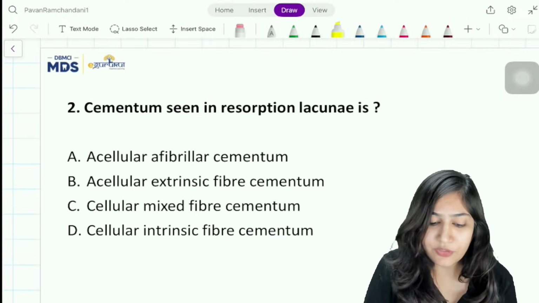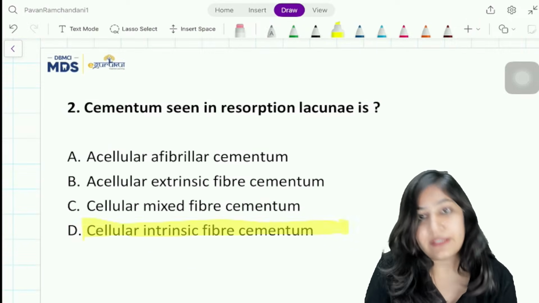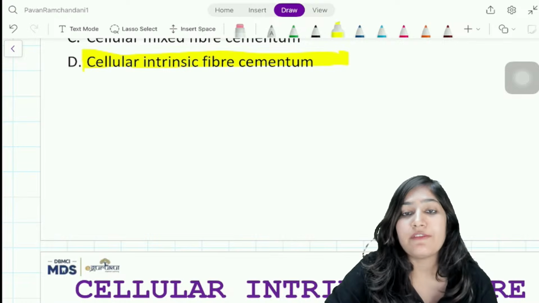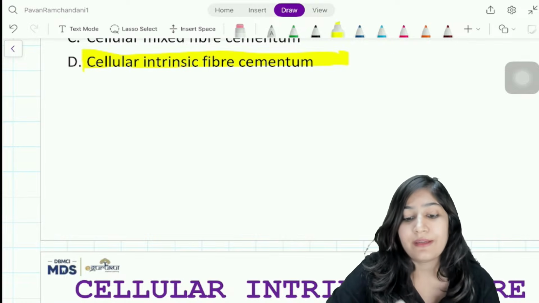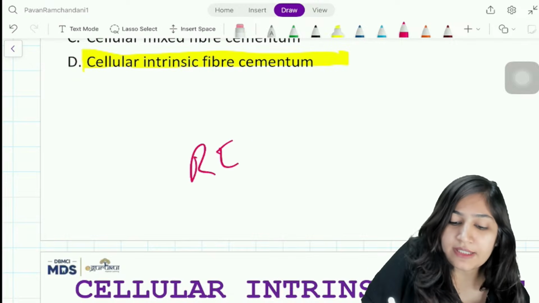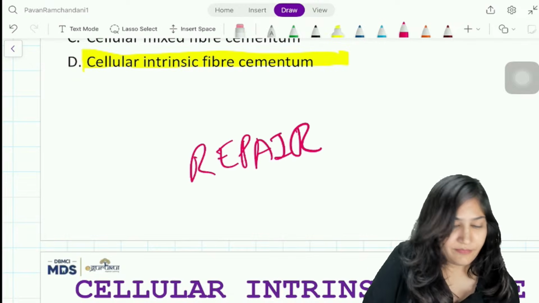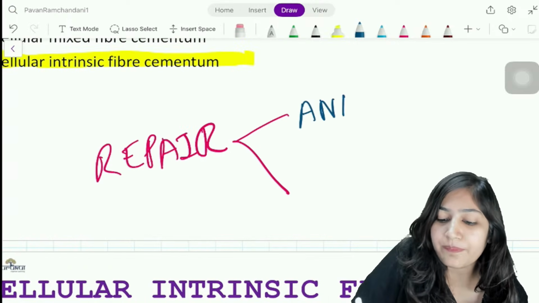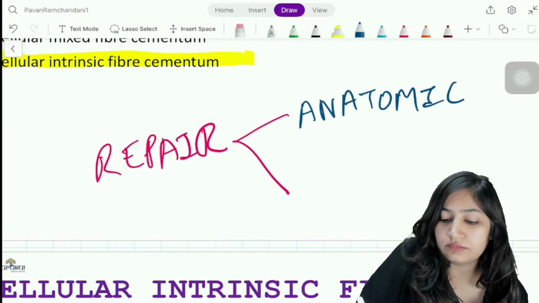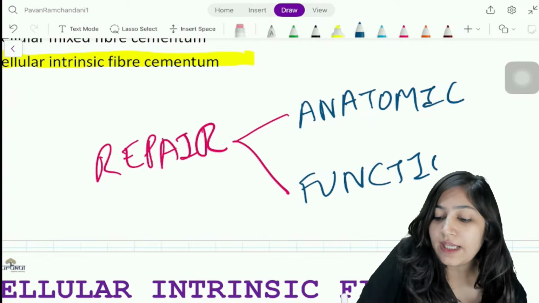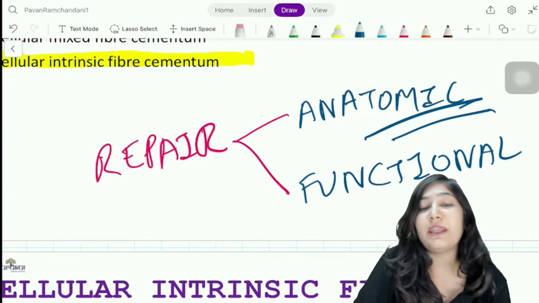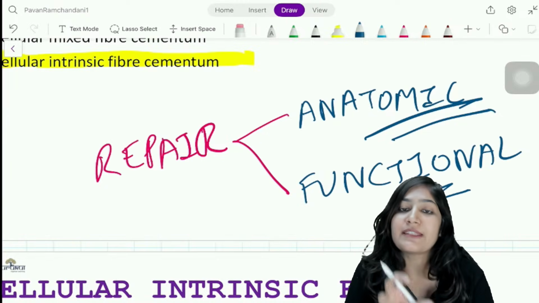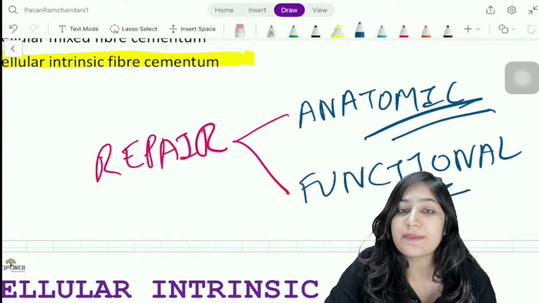Preeti and Nanni, good. Cellular intrinsic fiber cementum. So what are the functions of cementum? Mainly cementum has three functions: anchorage, adaptation, and repair. And in repair, we have two types: anatomic repair and functional repair. In anatomic repair, the resorption area will be completely filled with cementum. In functional repair, a portion will be filled by cementum and the rest by bony spicules.